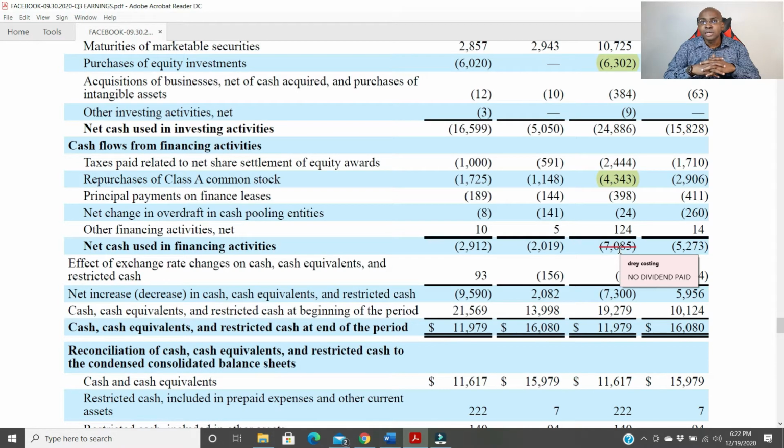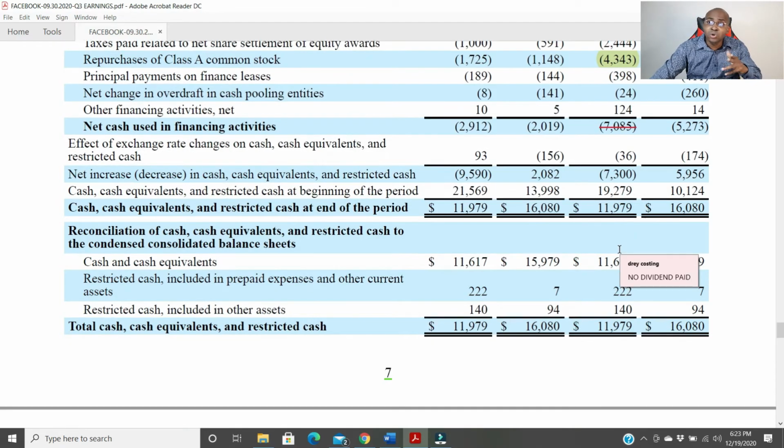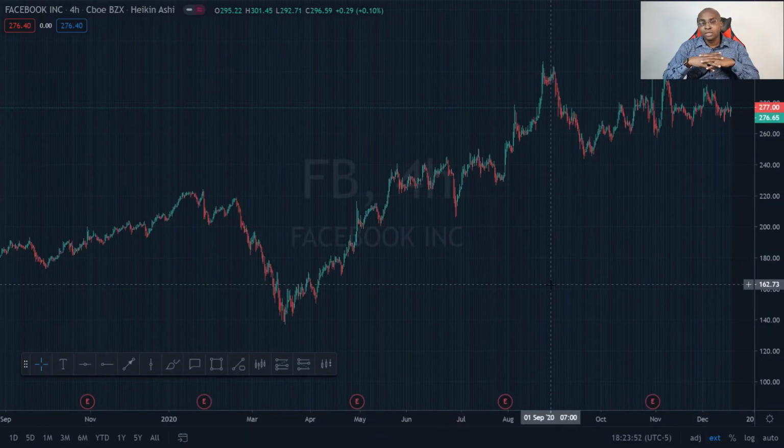But Mark, I have to write you down for this one. How could you not pay out dividends to the shareholders? Come on now, Mark. After the company is doing really well in Corona, pay some dividends to the shareholders, alright? Let's take a look at the charts. Alright, Facebook chart.